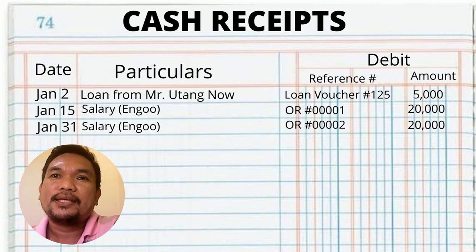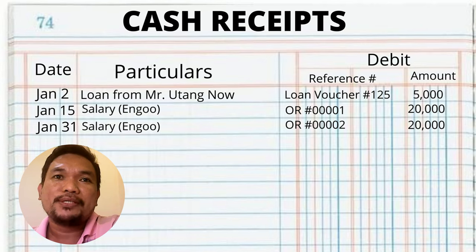particulars. And then since this is cash receipts, all the cash accounts na debit mo in your journal entry, dito mo ilagay. But in this case, kasi nga kailangan na may attachment ka ng proof of transaction, ilalagay mo rin yung reference number. And then of course, the amount that you have received.